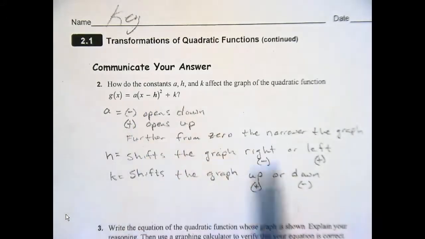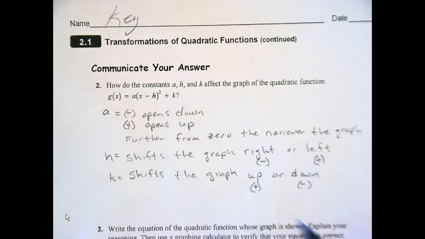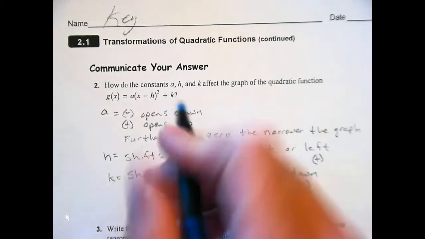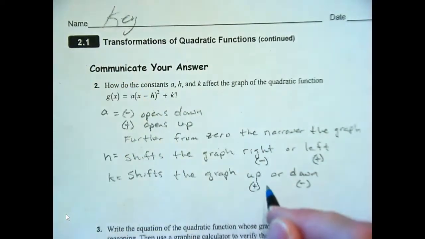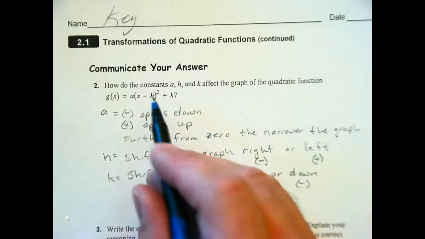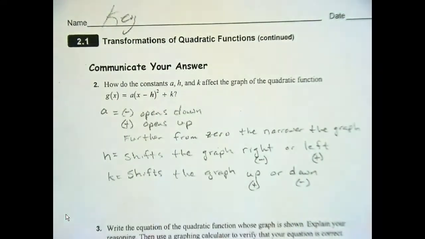The h shift shifts the graph right if it's negative, left if it's positive, and the k shift shifts it up or down. Now technically when I say if it's negative, I mean if you look in here and you see a minus h. Right? Bless you. So that's what I mean when I say if it's negative. Okay. Any questions there?